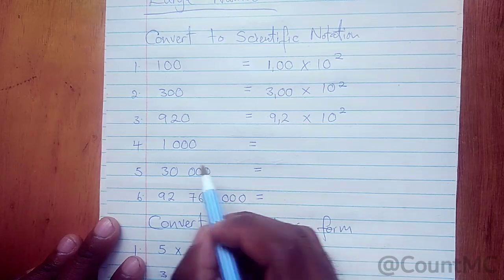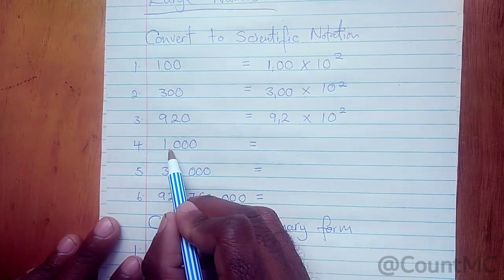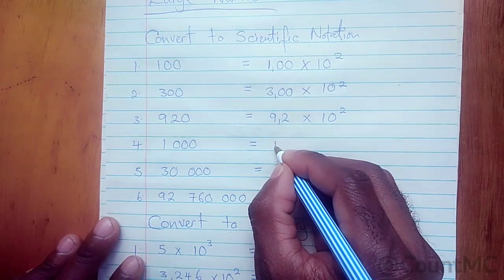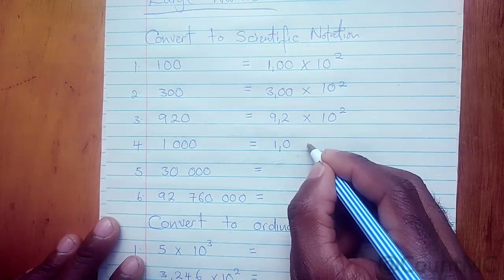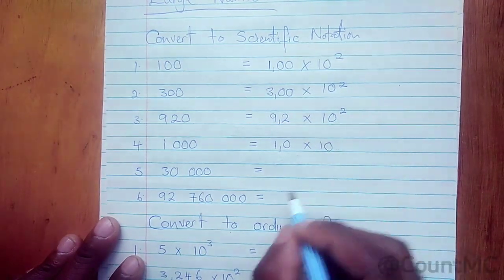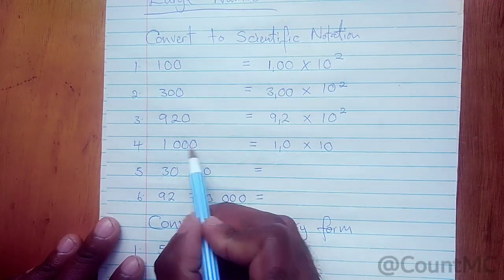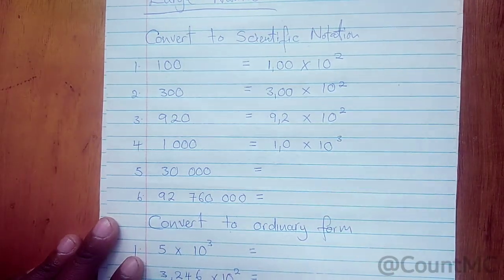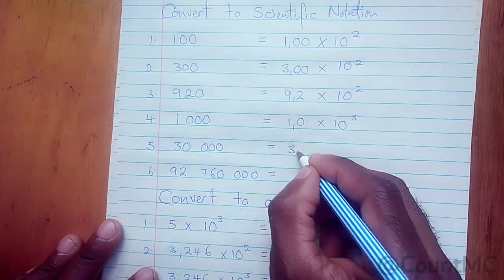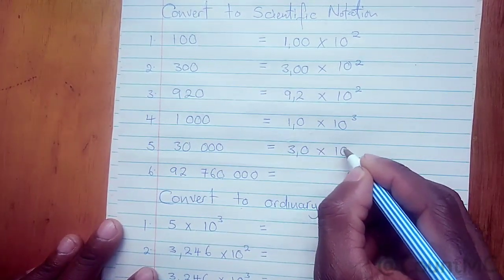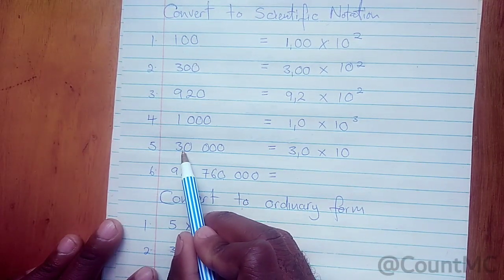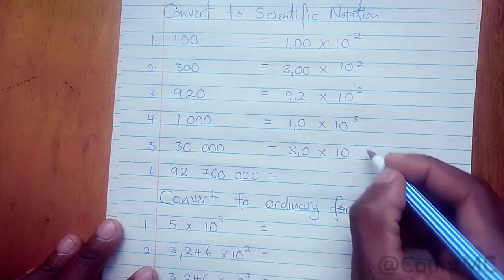Next one, we need to move the comma from here to here so that this is 1.0. It becomes part of A. So 1.0 or just 1 times 10 to the power. How many places did the comma move from here to here? 1, 2, 3. Next, we need to make this 3.0 times 10 to the power. How many positions from here to here to make it a scientific notation? 1, 2, 3, 4.